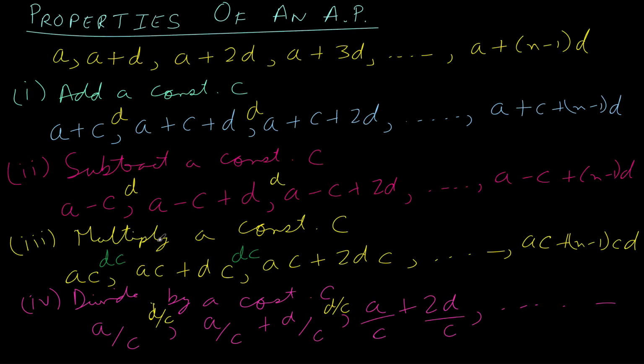Now if you multiply the given AP with a constant C, then the first term becomes AC, but the sequence still remains an AP and the common difference gets multiplied by C. So the new common difference is CD. And similar is the case for divide. If you divide an AP by a constant C, then the AP still remains an AP, but the common difference gets divided by that constant C. So for multiplication and division, the common difference gets changed. If you multiply, it gets multiplied by the constant. If you divide, it gets divided by the constant, but the sequence still remains an AP.